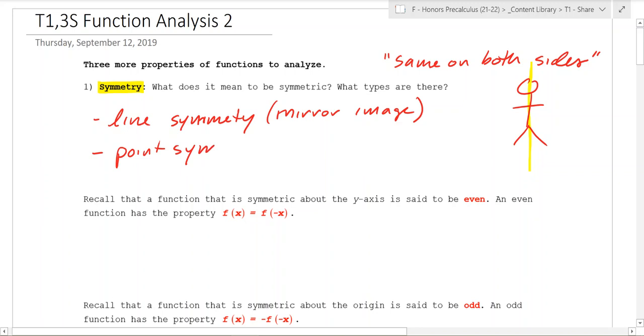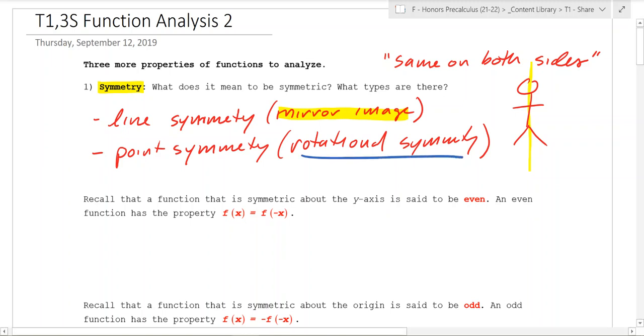Now, the other type of symmetry we're going to work with is point symmetry. And this is going to be a little bit different. It's not two sides really. It is rotational symmetry. So usually you think of symmetry as this first definition, a mirror image, but we're going to introduce something called rotational symmetry, which is symmetric around a point.